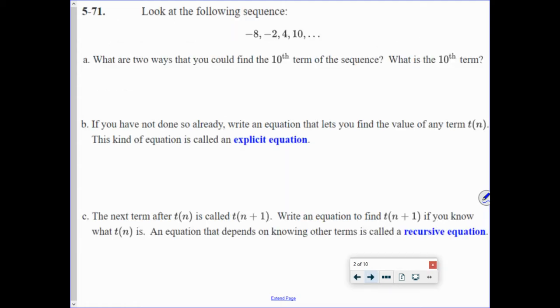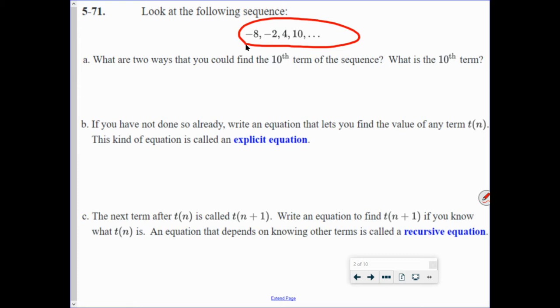Look at the following sequence. Please write this down. 5, 7, 1, please write these values here. -8, -2, 4, 10, etc. Okay? What are two ways that you can find the 10th term of the sequence, and what is the 10th term? So please pause the video and find the 10th term of the sequence. Two different ways. I want you to think of both of them, okay? All right, pause it and do it. Go.